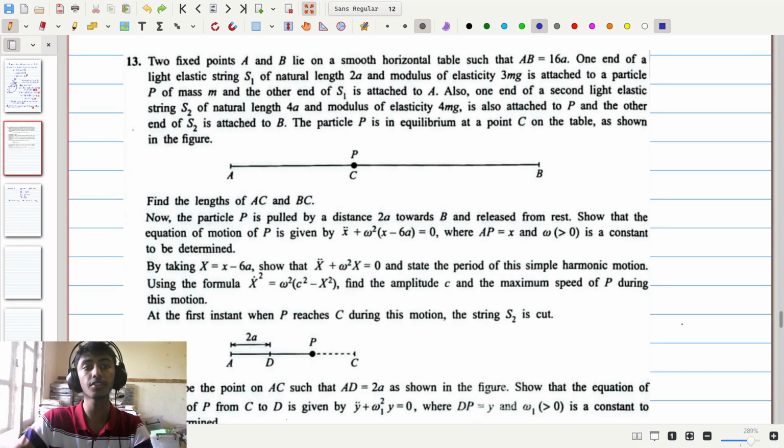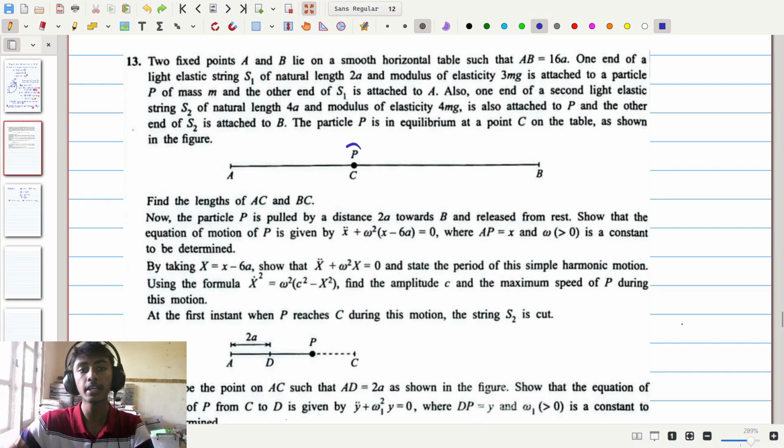The question says, two fixed points A and B lie on a smooth horizontal table such that AB length is 16A. One end of a light elastic string S1 of natural length 2A and modulus of elasticity 3mg is attached to a particle P of mass m, and the other end of S1 is attached to A. Also, one end of a second light elastic string S2 of natural length 4A and modulus of elasticity 4mg is also attached to P, and the other end of S2 is attached to B, and the particle P is in equilibrium at a point C on the table as shown in the figure.